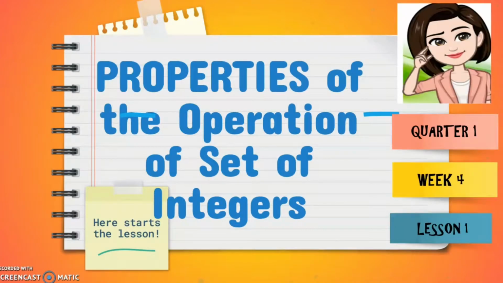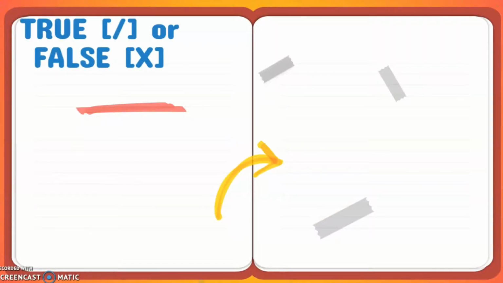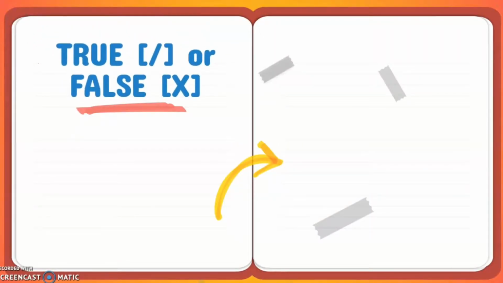So, i-discuss natin ngayon ang week 4 ng quarter 1. So, ito yung properties ng operation ng set of integers. So, first tingnan muna natin. Identify natin kung ang given mathematical statement ay true or false.